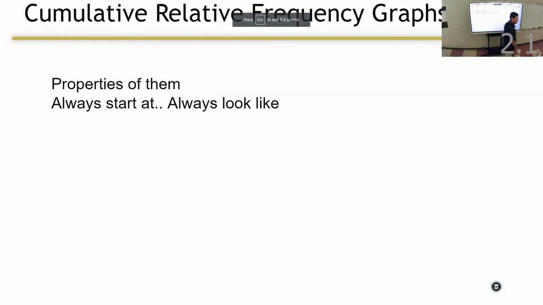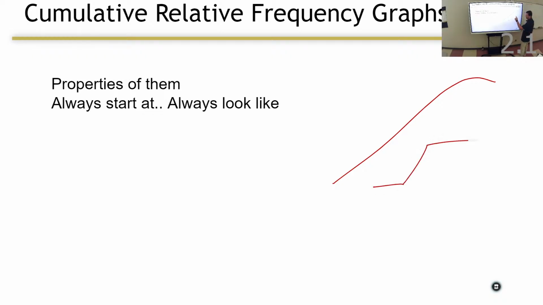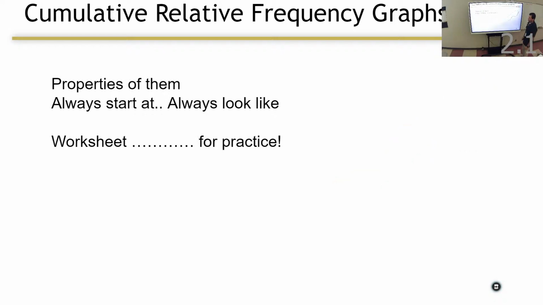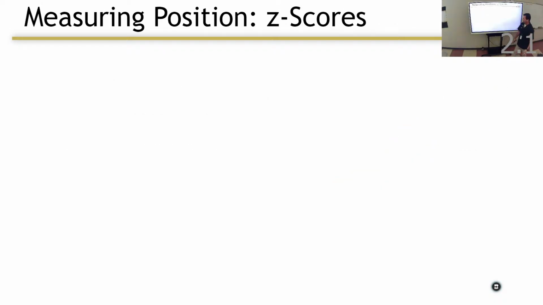I've mentioned this a couple times, right? They always start at 0. They always look somewhat, I want to say skewed left, but they're not always skewed left, because it depends on what the values are. That one would be bimodal because there's a lot of data here, no data, a lot of data. That would be bimodal, okay? We did the worksheet.